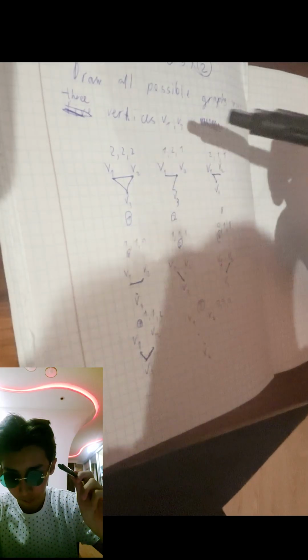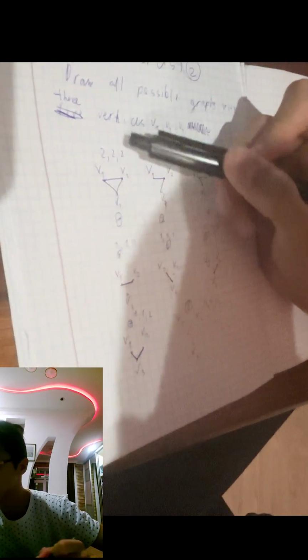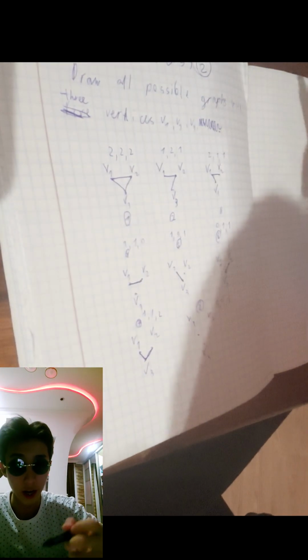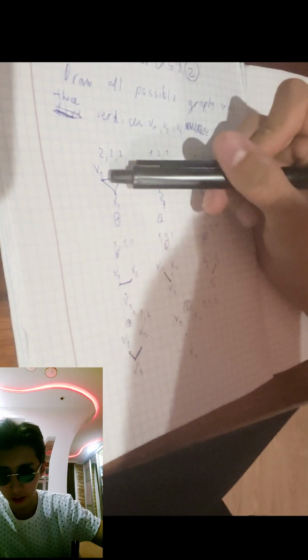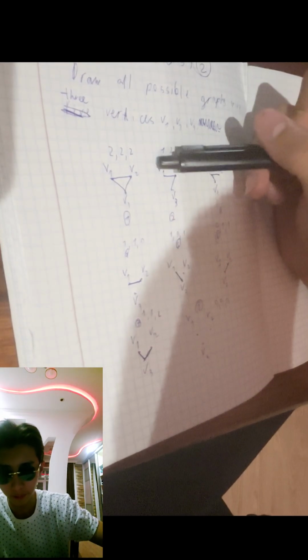Now you can see the first graph has 2, 2, 2: V1 has 2 connections here and here. Second graph: V2 has 2 connections here and here. V3 here and here. 1, 2, 1.